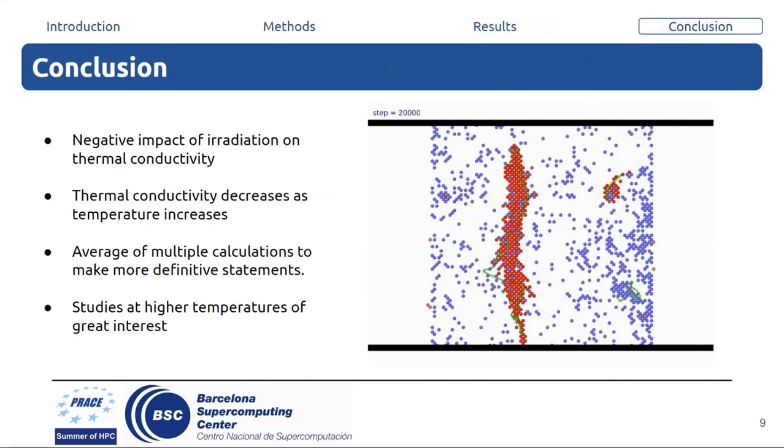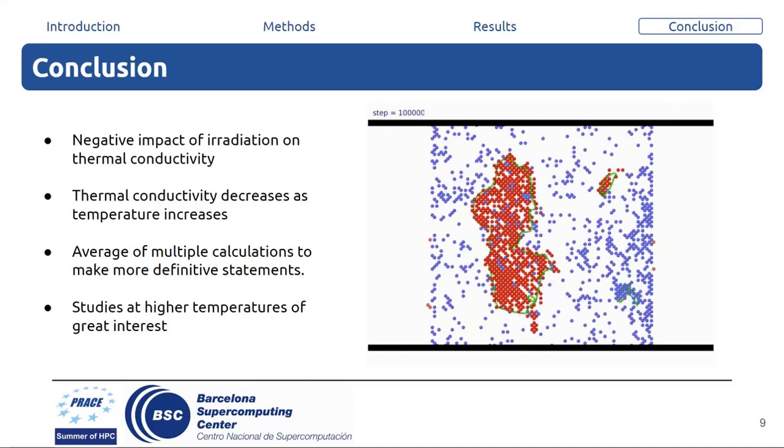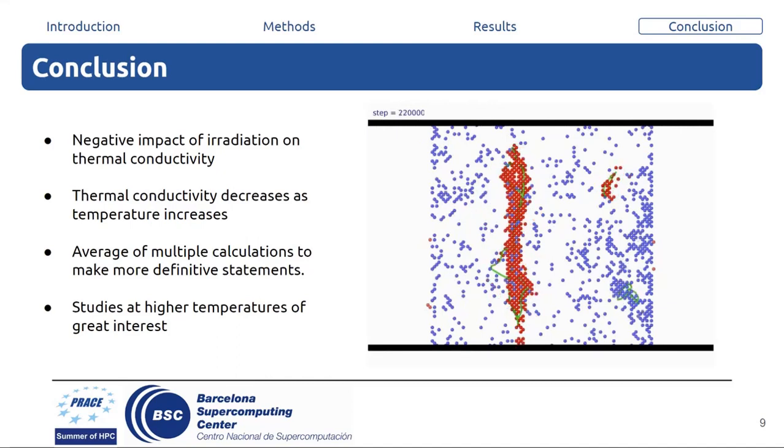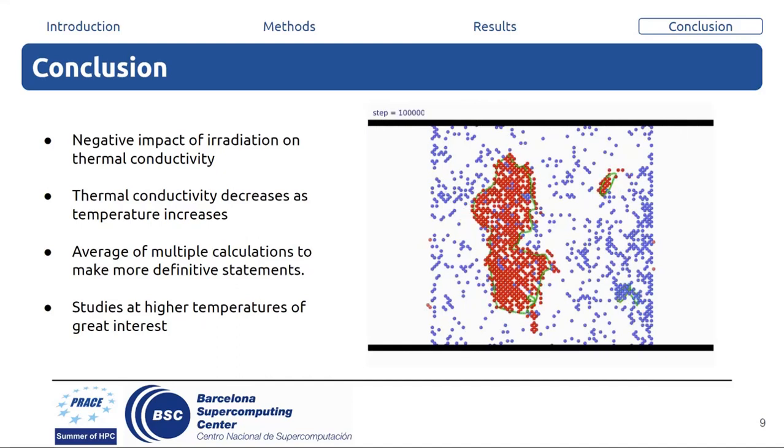In summary, we can say that the thermal conductivity of tungsten metal clearly decreases after radiation damage. Likewise, we observed a decrease in thermal conductivity with higher temperatures. In order to counteract statistical fluctuations and to be able to make more definitive statements, an average over several simulation results would have to be calculated. Future studies of great interest could include simulations at higher temperatures.